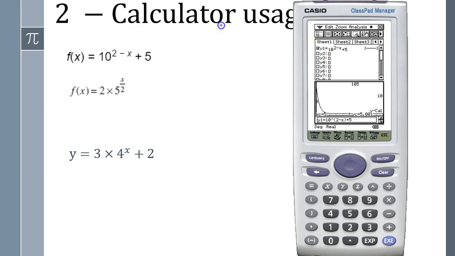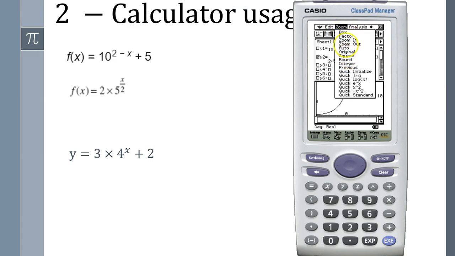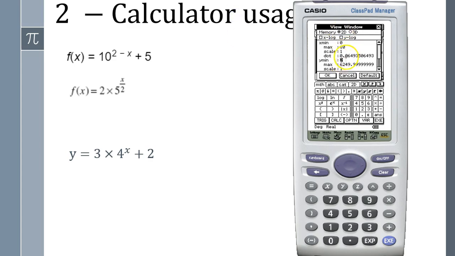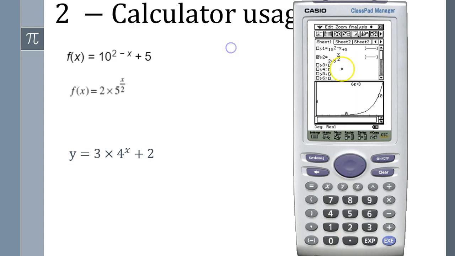Okay, let's try a different function. I'll just untick that one, but leave it there. This one is 2 times 5 to the power of x over 2. And I'm going to graph that. It's going the other way. I'm going to zoom in. I don't really like the auto zoom, but it does find it for you. Okay, and I'm just going to bring y back to 0 so we can see a bit of the asymptote.